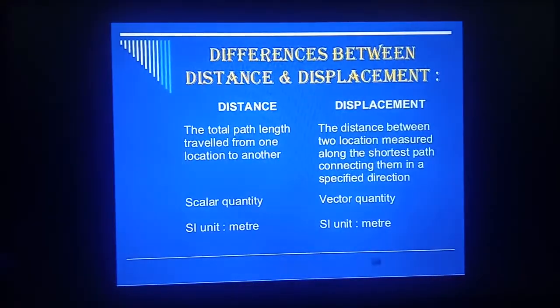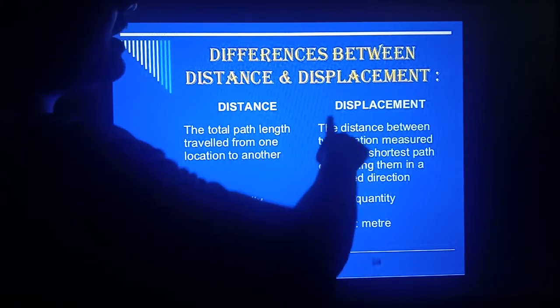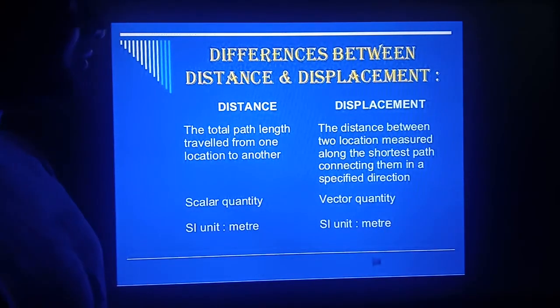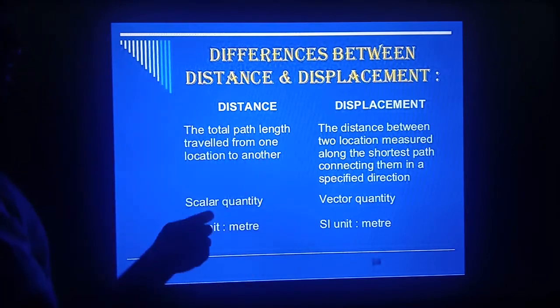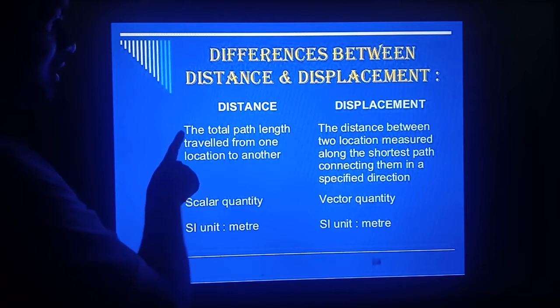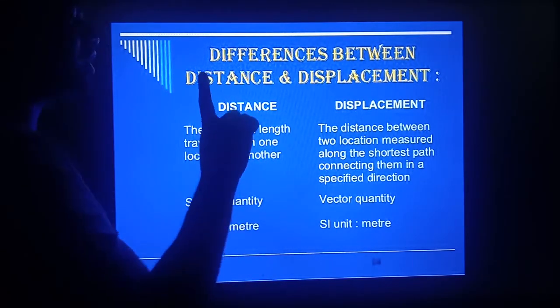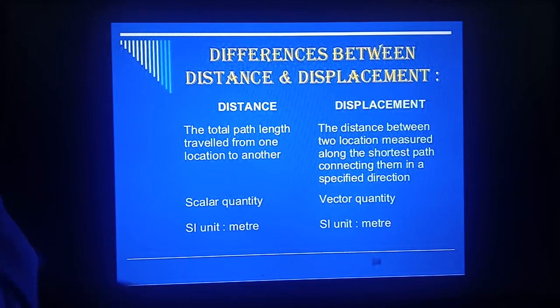Next is the difference between distance and displacement. The most common difference is that distance is a scalar quantity, whereas displacement is a vector quantity. The second difference is, what is the distance actually? You see, it is also the definition, the total path length traveled from one location to another.